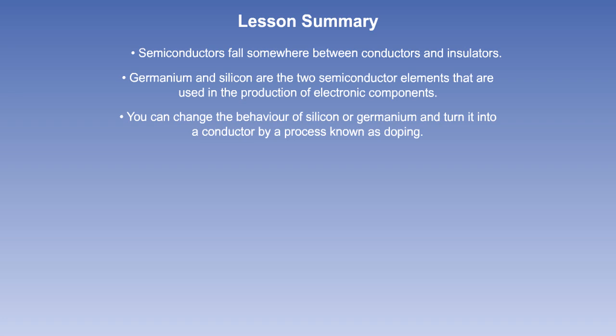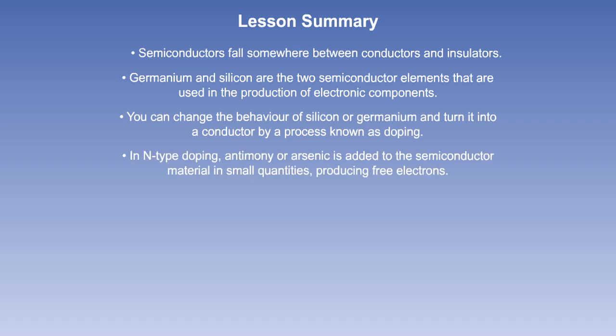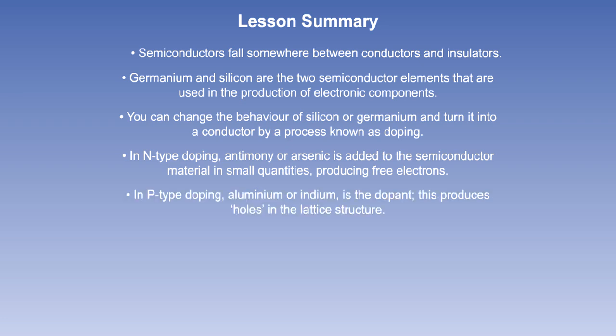You can change the behavior of silicon or germanium and turn it into a conductor by a process known as doping. In N-type doping, antimony or arsenic is added to the semiconductor material in small quantities, producing free electrons. In P-type doping, aluminium or indium is the dopant. This produces holes in the lattice structure.